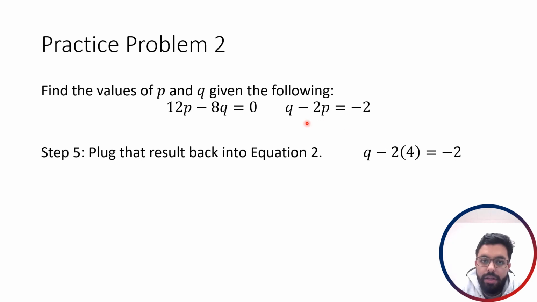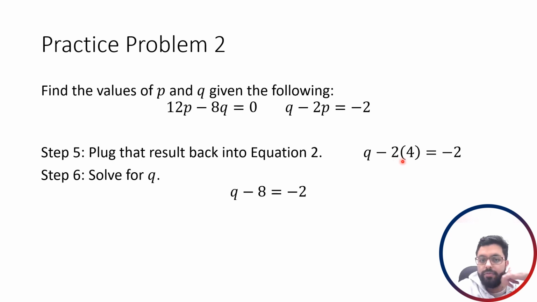And so that's what we get here. Equation 2 becomes q minus 2p becomes q minus 2 times 4 equals -2. And it's a one variable problem, so we just solve for q. And we get that 2 times 4 is 8, so we have an 8 there. Q minus 8 equals -2. Again, lots of minus signs floating around. Try not to lose them, otherwise you'll get the wrong answer. And you'll get that q is equal to 6, because if you add 8 to both sides, you'll get that q is equal to 6.